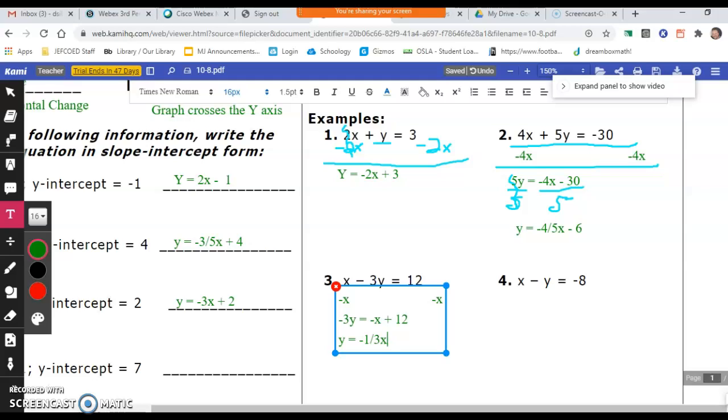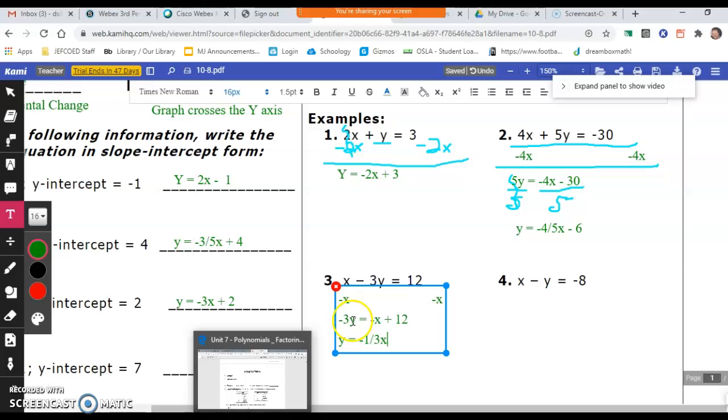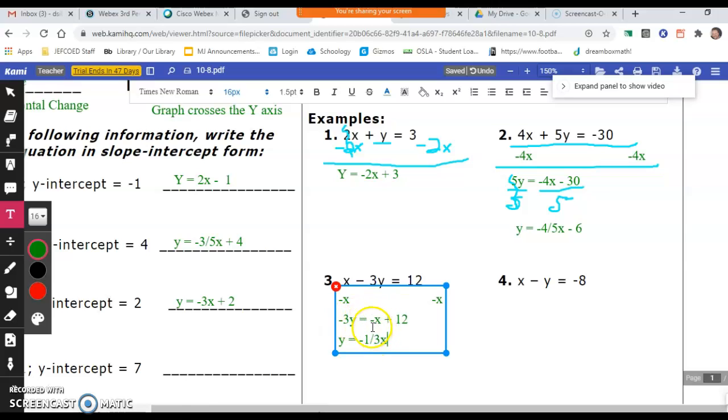x. Okay, so my vertical change is 1. My horizontal change is 3. That's my slope. But do not forget, we divided the x by 3.